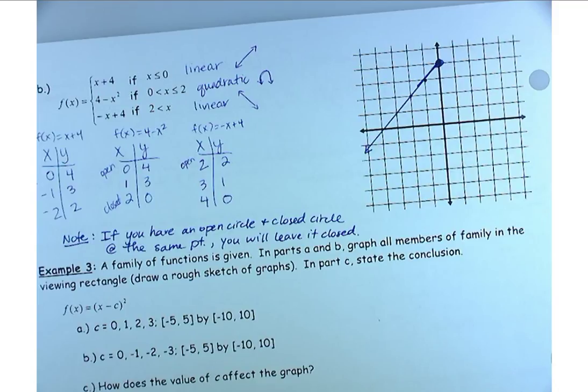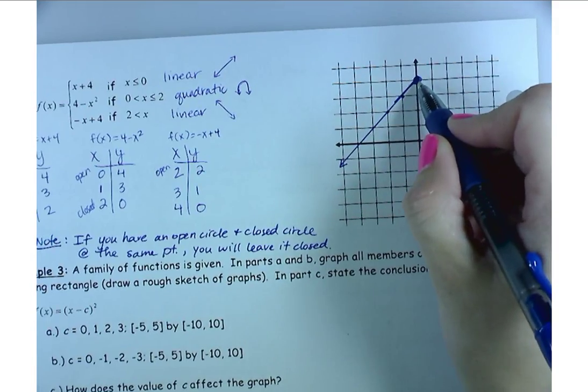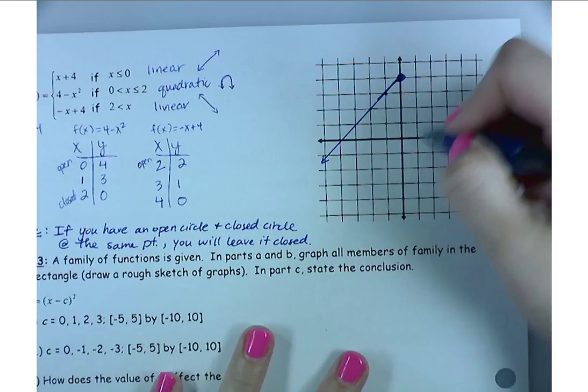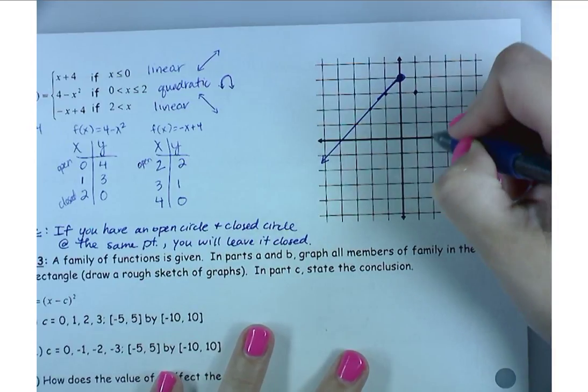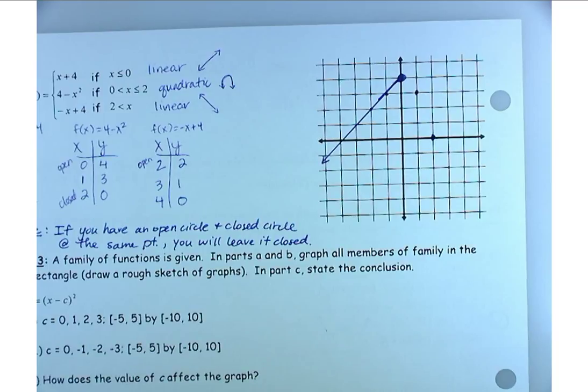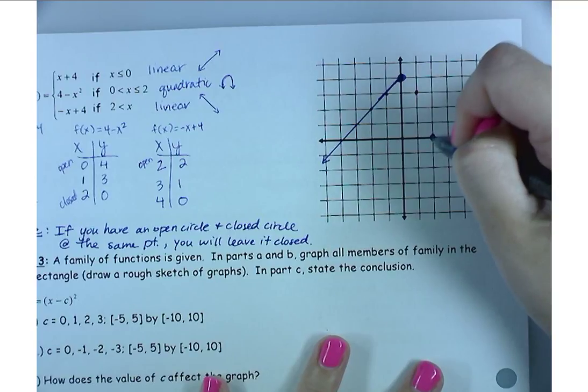Okay, so we already happen to have it closed first. If it was open first, you would fill it in. Okay, and that would be fine. So for 0, 4, I don't have to replot that. I can leave it. And then I have 1, 3. And then I have 2, 0. Now, 2, 0 is going to be closed, so I am just going to make that a little bigger.